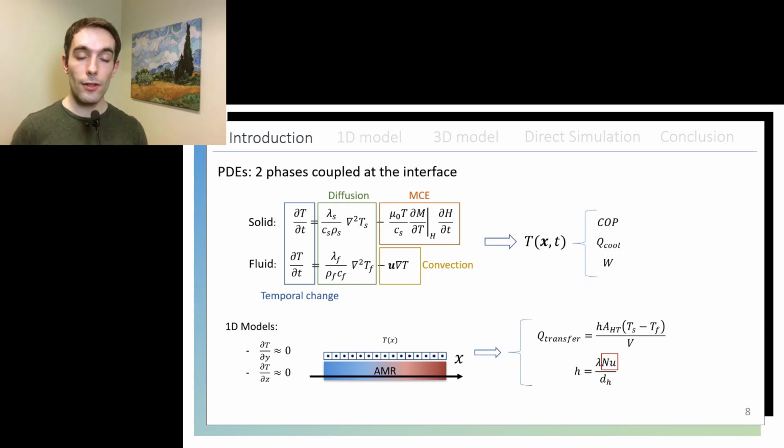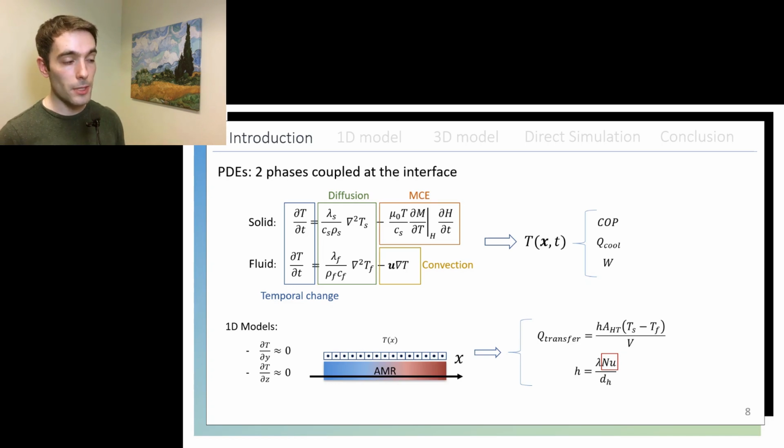And if we apply the conservation of energy to these two domains, we get the following partial differential equations. They both have in common the temporal change and the diffusion terms. The solid domain has to include a source term expressing the magnetocaloric effect, which changes according to changes in the internal magnetic field. The fluid domain also has the convection term, which represents the transport of temperature. And from the coupled solution of these two equations, we get the temperature field in the regenerator at any point in time and space. By integrating that, we get more interesting values like the coefficient of performance, the cooling power, or the input work of the regenerator.